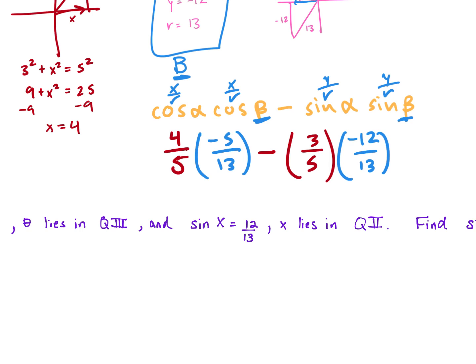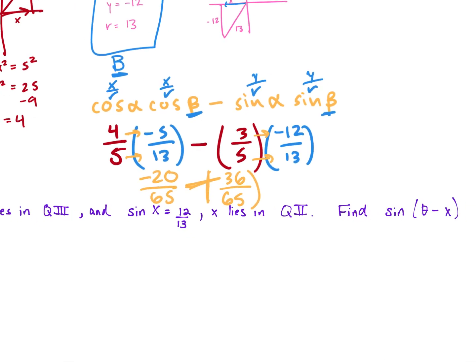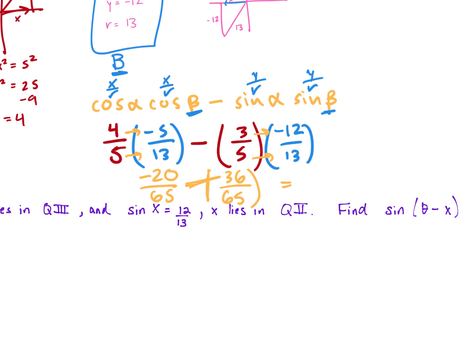So when multiplying, multiply straight across. 4 times negative 5 is negative 20 over 5 times 13, which is 65. 3 times negative 12 is negative 36 over 5 times 13, which is 65. This becomes a plus, so we're adding. So this is 16 over 65.